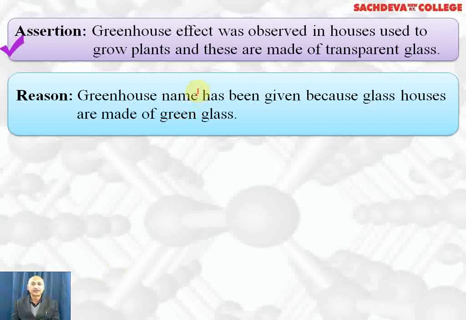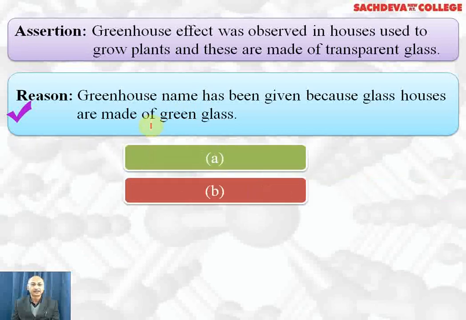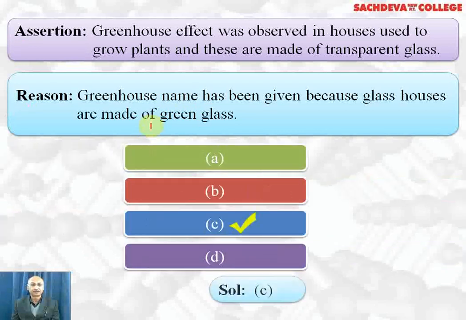Greenhouse effect was observed in houses used to grow plants, and these are made up of transparent glass. This is the correct statement. Greenhouse name has been given because glass houses are made up of green glass. This is the wrong statement. So correct answer is C part.